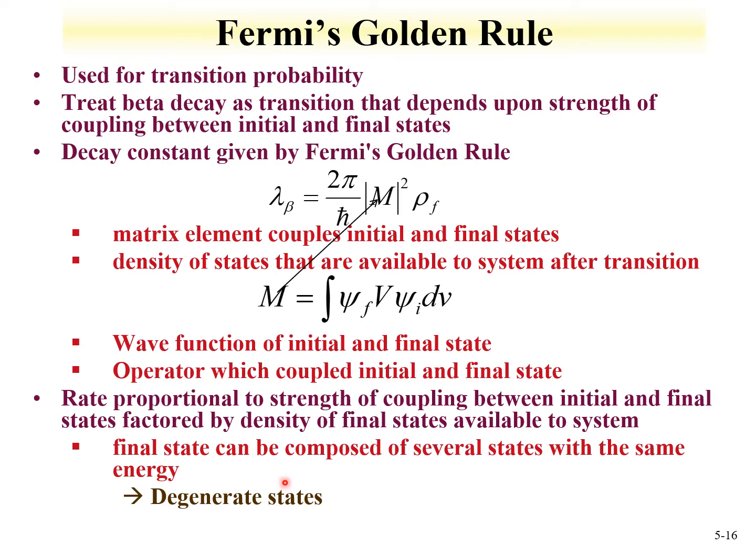And this is classic in quantum mechanics. These are called degenerate states. So states with the same energy. So if I have a number of states with the same energy, that's going to improve the probability of decay.